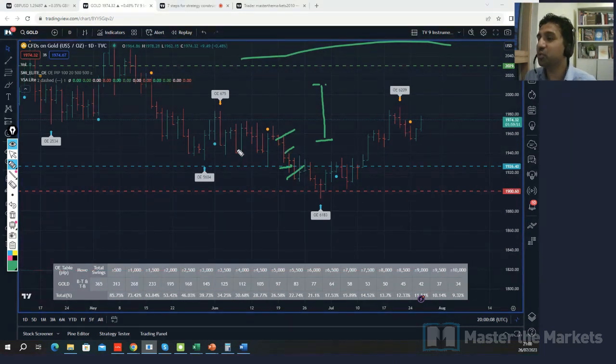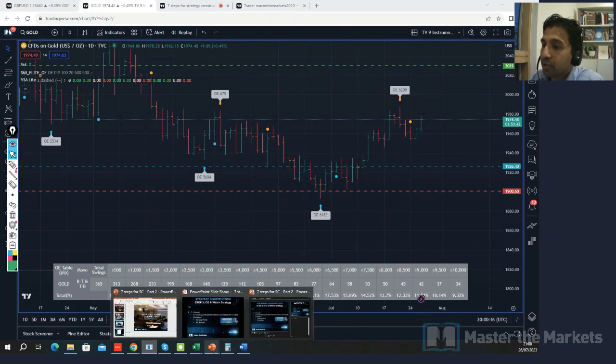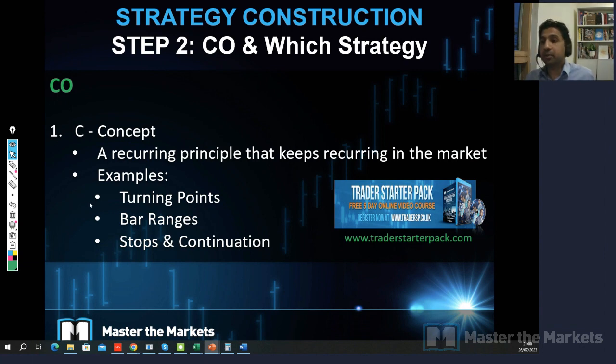You want to be trading instruments where there's good volatility, good bar ranges, and you want to trade that to your advantage, right? So that is the meaning of a concept, a recurring principle that keeps occurring again and again. Another concept that keeps occurring is what? Stops get taken out, and after the stops get taken out, continuation occurs.